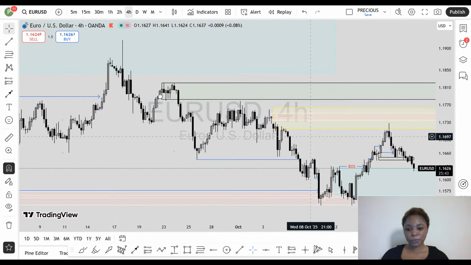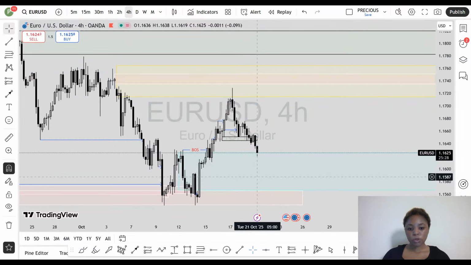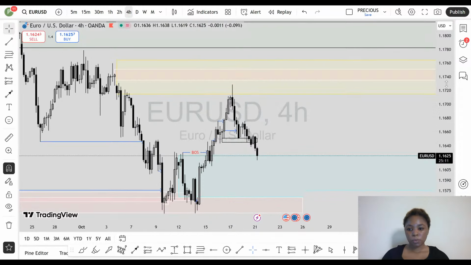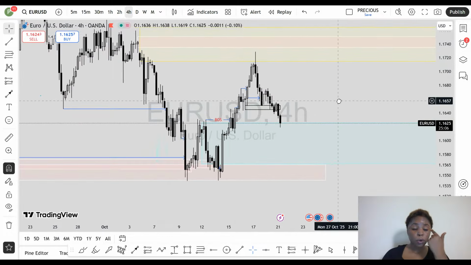So you can see that we have price now on Euro USD coming into our daily time frame support level here. But now, to reduce risk, we'll be entering from the lower time frame. So how do you enter from the lower time frame? We are already here on the higher time frame. Here is our support level, but we need to look for entry on the lower time frame. So we'll go to 1 hour, 15 minutes to look for an entry.